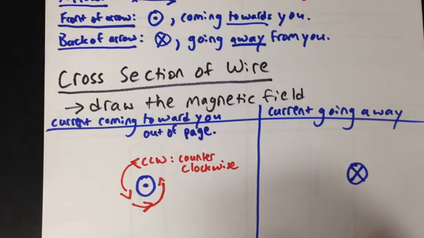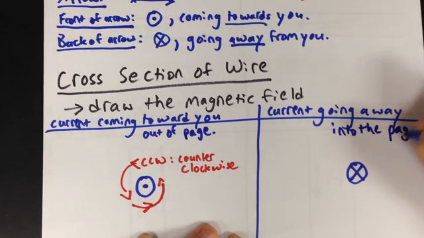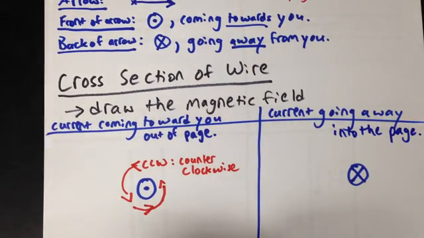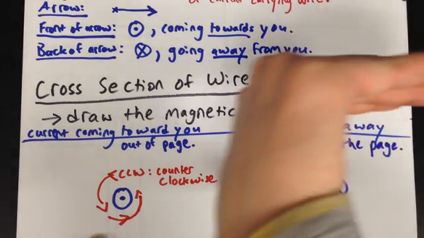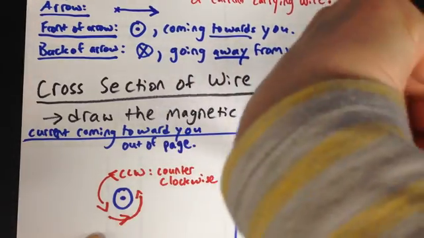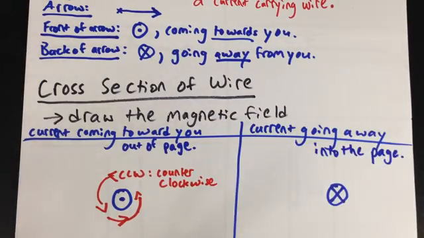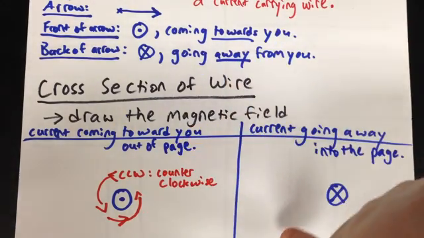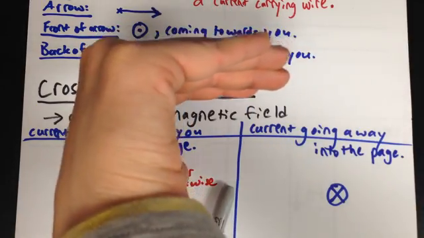Now, if you want to look at the current going away from you, that would be an X, or into the page. There's another way to say that. So that means your thumb needs to face into the page to use the right hand rule on that. Okay, so face your thumb down, and which way do your fingers curl? They're not curling counterclockwise, but they're curling clockwise this time. Look at the way my fingers are curling when my thumb points down.